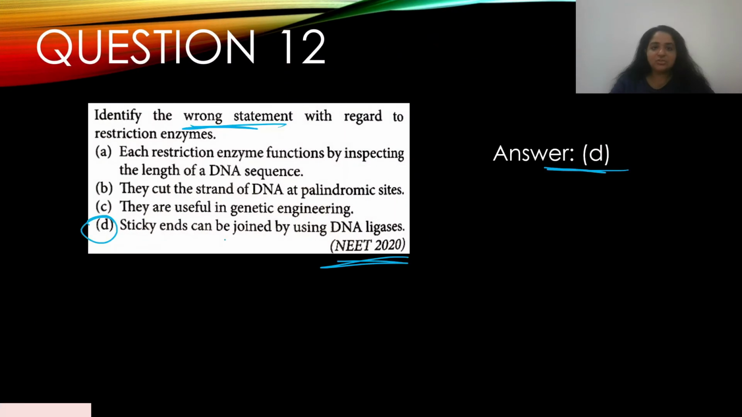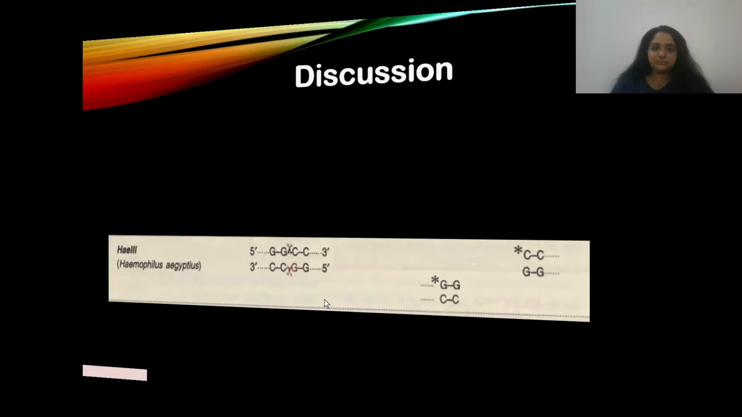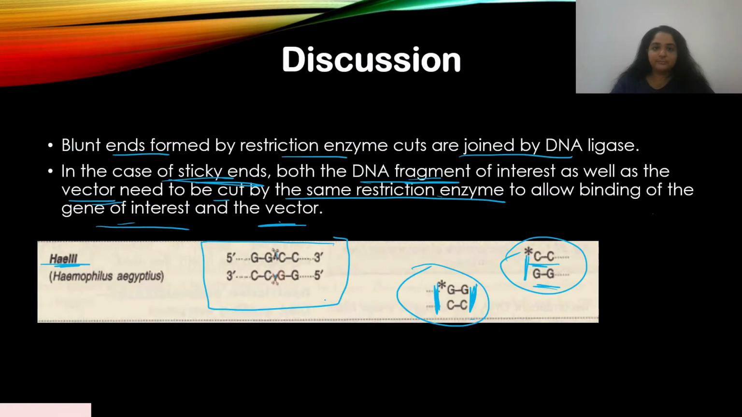So, "sticky ends can be joined by using DNA ligases." It's not really true, because with sticky ends, if you use the same restriction endonuclease on the gene of interest as well as the vector DNA, you will get complementary nucleotides that easily bind and form those linkages. Okay, clear. But for blunt ends, yes, DNA ligase does a very good job in attaching the gene of interest into it.